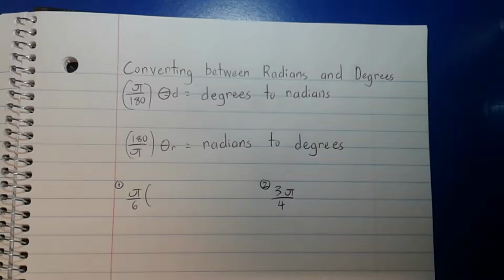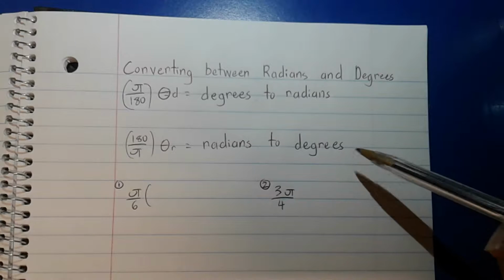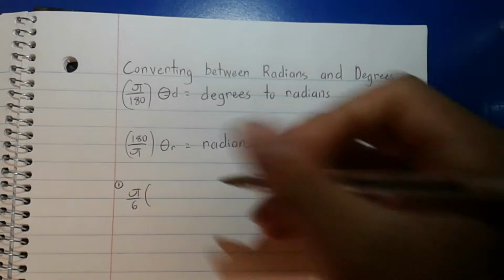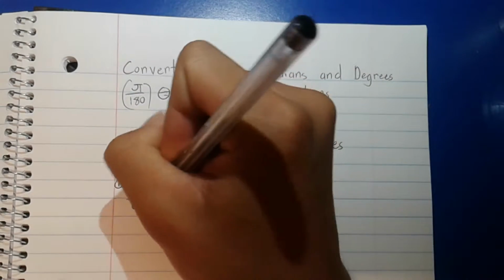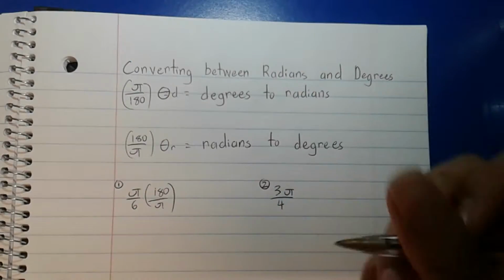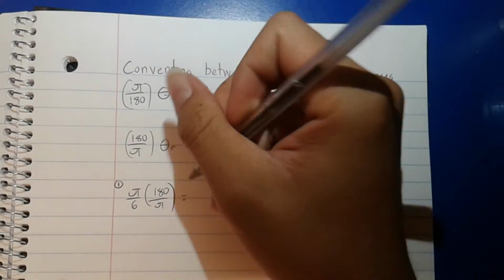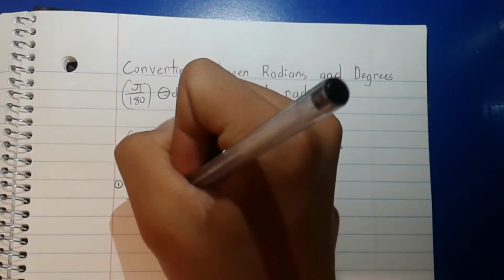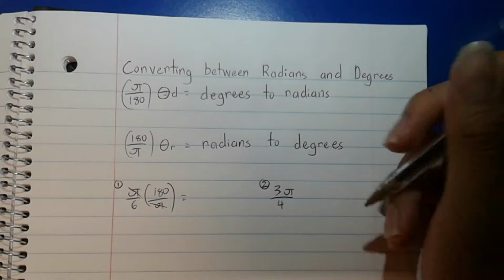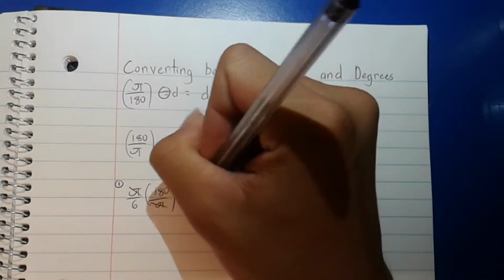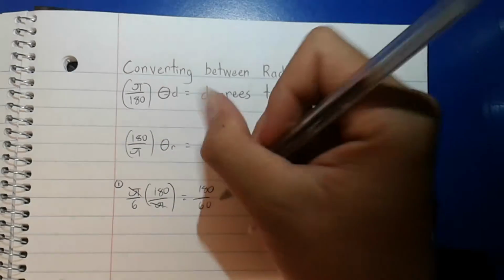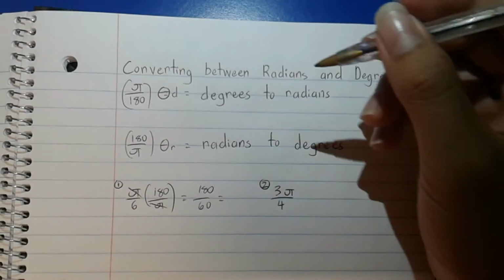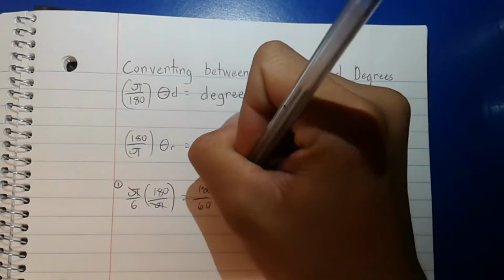I'm going to start with converting from radians to degrees. So to do this, I take the radian and multiply it by 180 over pi, like that, and multiply it. And then I can start by cross canceling, so cross out the pi's, and then that would give me 180 over 60, and that can be simplified to 30 degrees.